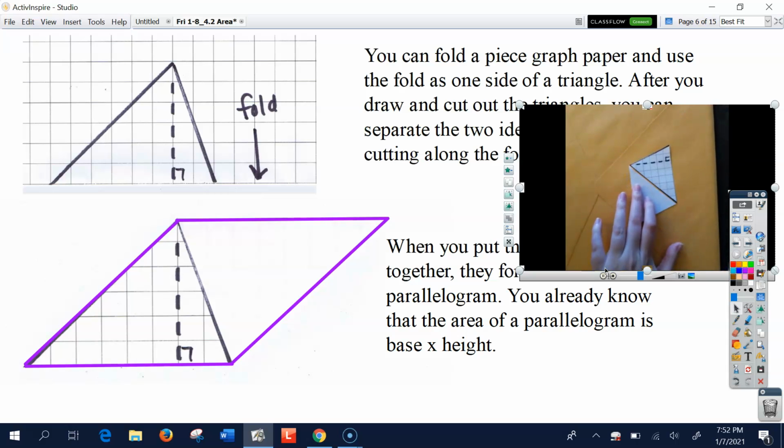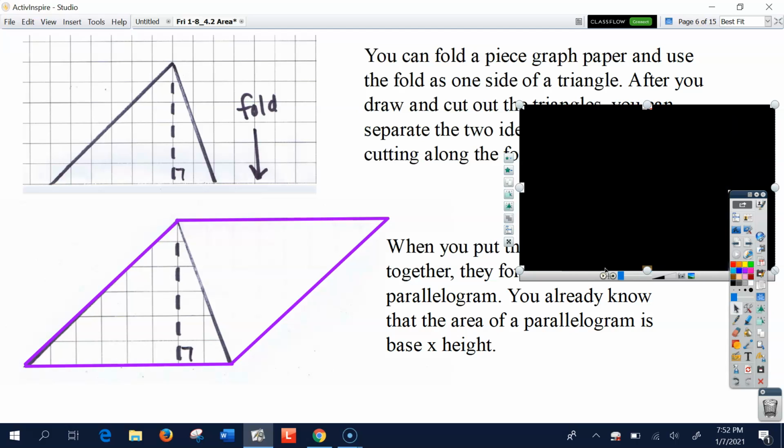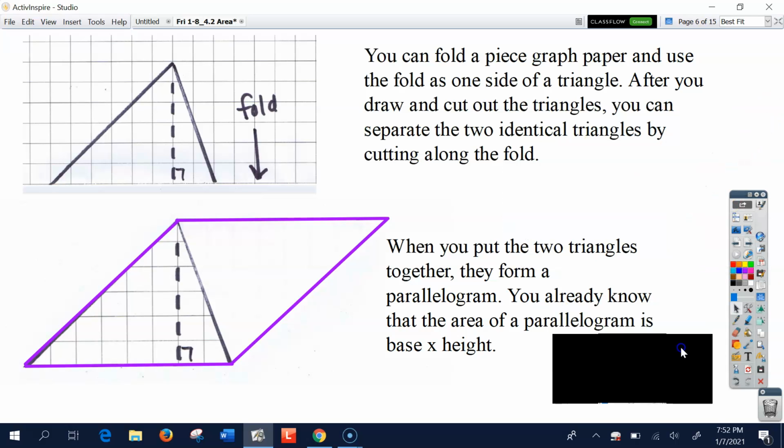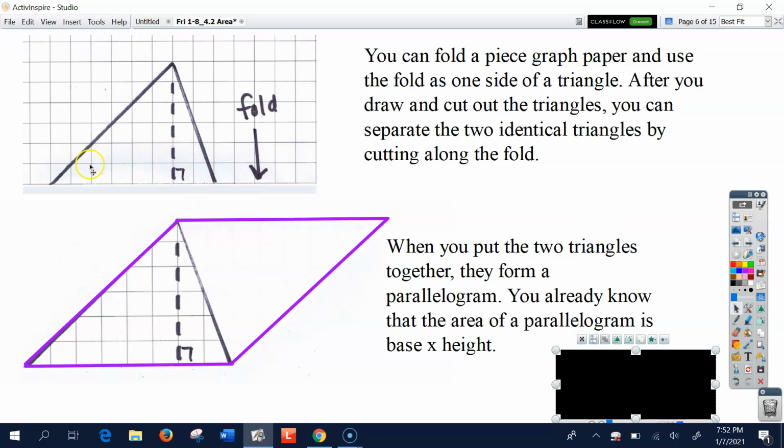But you know a parallelogram can be made into a rectangle, or the rectangle is the same thing as a parallelogram. Okay, so I'm going to shrink that, and I'm just going to show you the instructions here. It said put the fold as the base, or the bottom of your triangle, and then you can cut two triangles at a time and make a parallelogram. Now, the parallelogram, to find the area of a parallelogram, you find the base and you find the height.